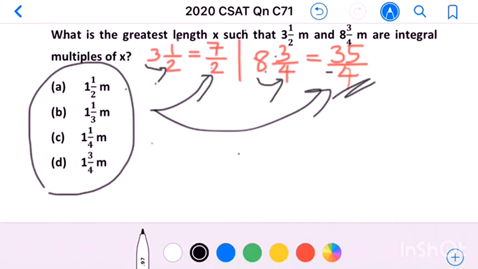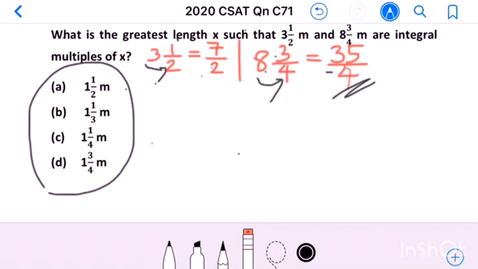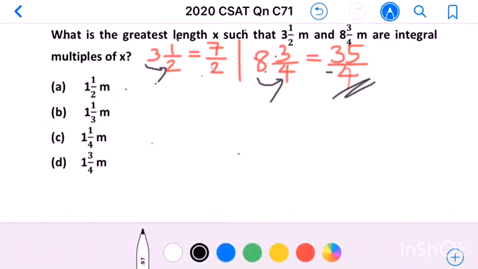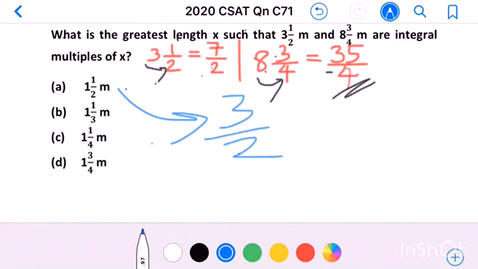So let us find that. We can write 1 and 1 by 2 as 1 into 2 plus 1, 3 by 2. 3 by 2, when multiplied with 2, we get 6 by 2. When multiplied with 3, we get 9 by 2. We are not getting this value when multiplied with any integer. Therefore, this is not our answer.